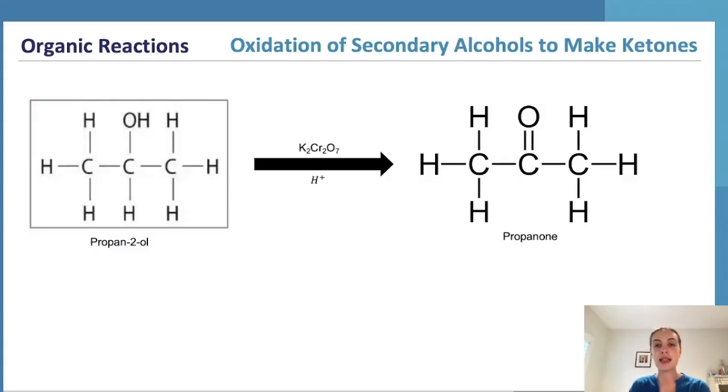So in the acidified potassium dichromate oxidation process, this is only a one-step process for a secondary alcohol, resulting in the production of a ketone. And so we don't have one for the tertiary alcohols because they can't be oxidized.